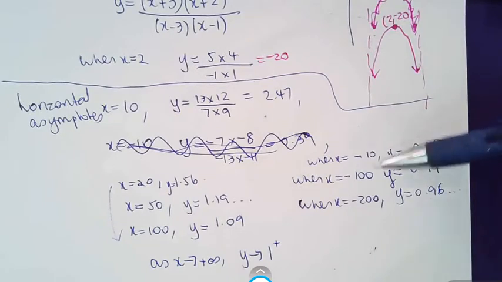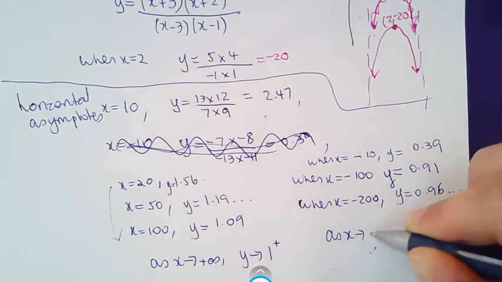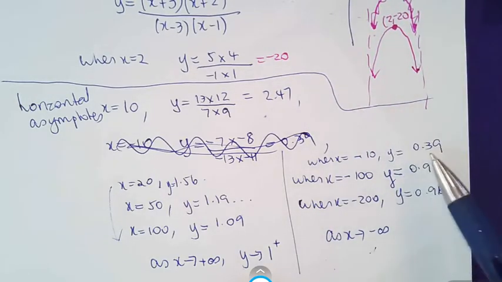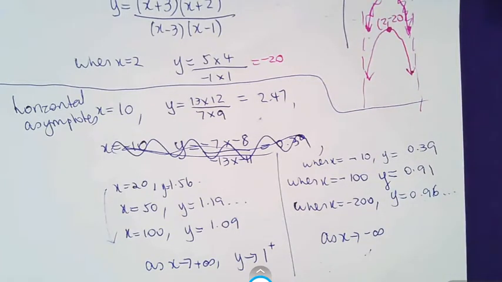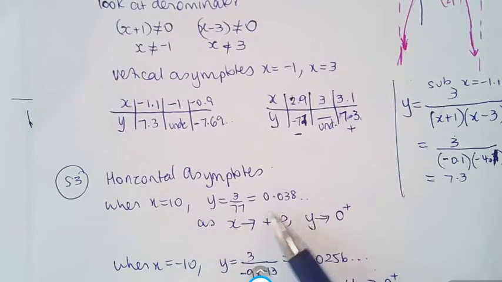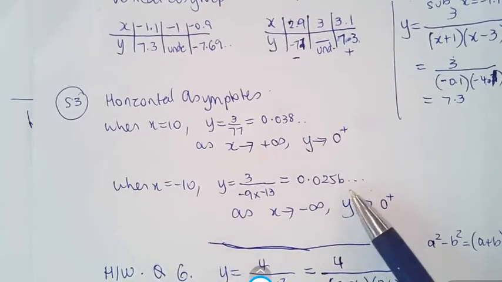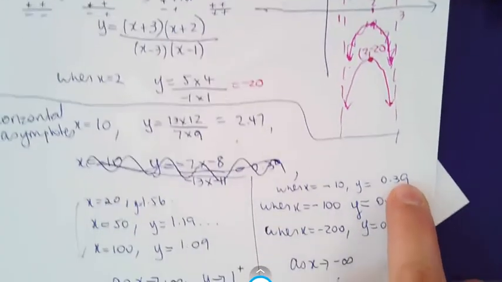Now here as well, as x approaches negative infinity. So when x is negative 10, you get 0.39. I wouldn't say that that's close enough to 0 to think that it's approaching 0, for example. So look, when you look at some of the other examples we did, like this one, when x is 10, I get 0.038. That's clearly approaching 0, and this one as well, clearly approaching 0. Numbers like 0.39, I wouldn't say is clearly approaching 0.